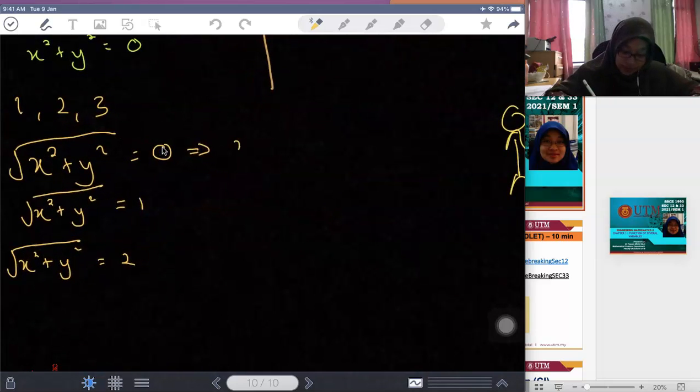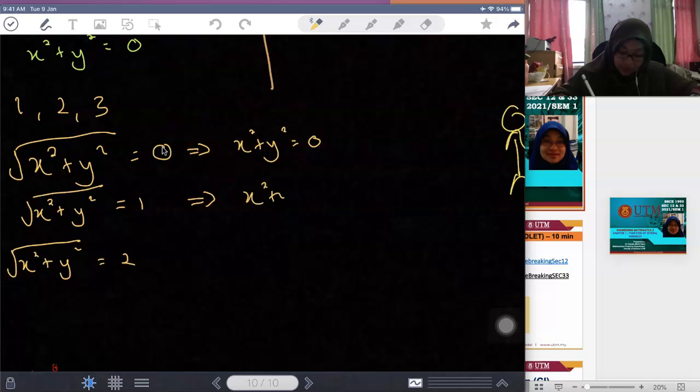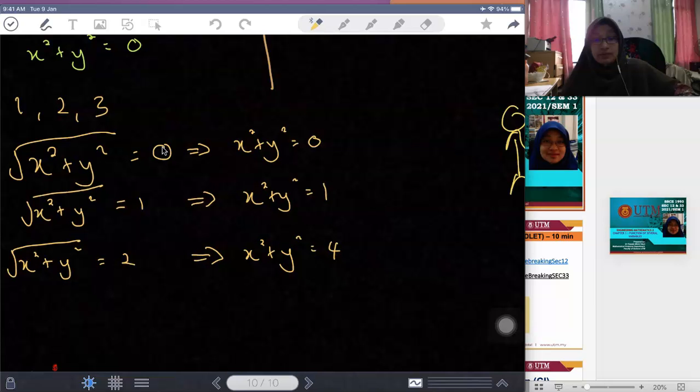So you have x squared plus y squared equal to 0. It is a circle with no radius. X squared plus y squared equal to 1. It is a circle with radius 1. X squared plus y squared equal to 4. You have a larger circle with radius 2.